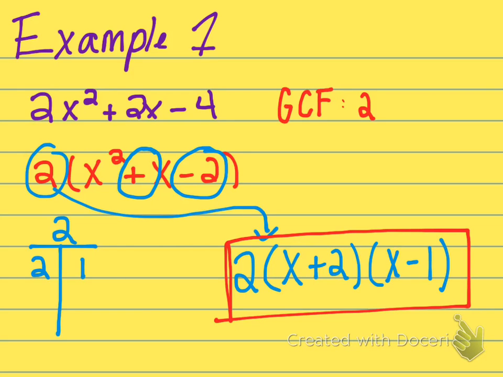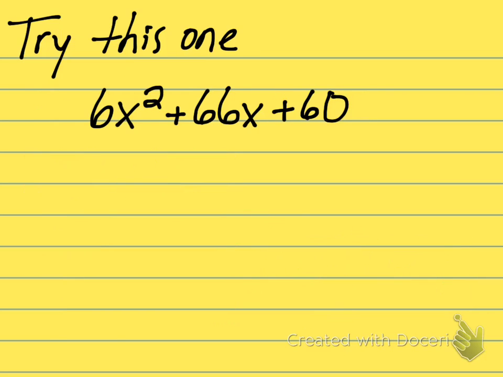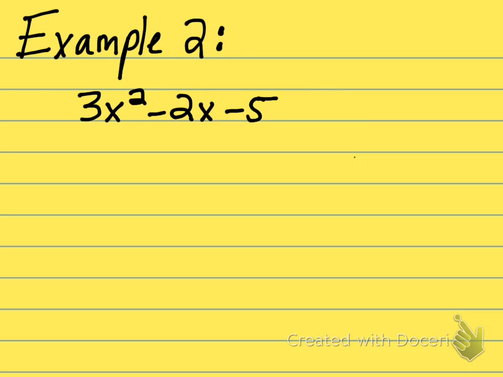Make sure that you always include the GCF out front. Try this problem on your own. In this example, there is no greatest common factor, so we can't factor anything out.